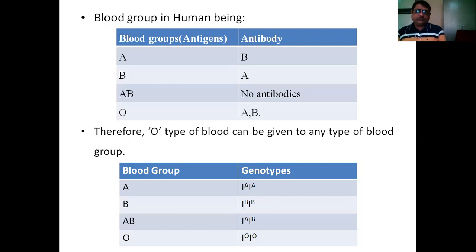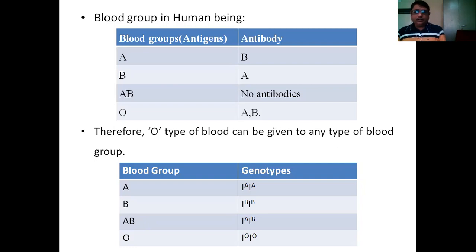He found that there are some antigens on the surface of the RBC of human beings. Some human beings have RBCs containing the antigen A, so he classified these individuals as blood group A. Similarly, some individuals have the antigen B on their RBC surface, so they are classified into blood group B. And he found that some individuals don't have any antigen on their RBC surface, so he classified them in blood group O.